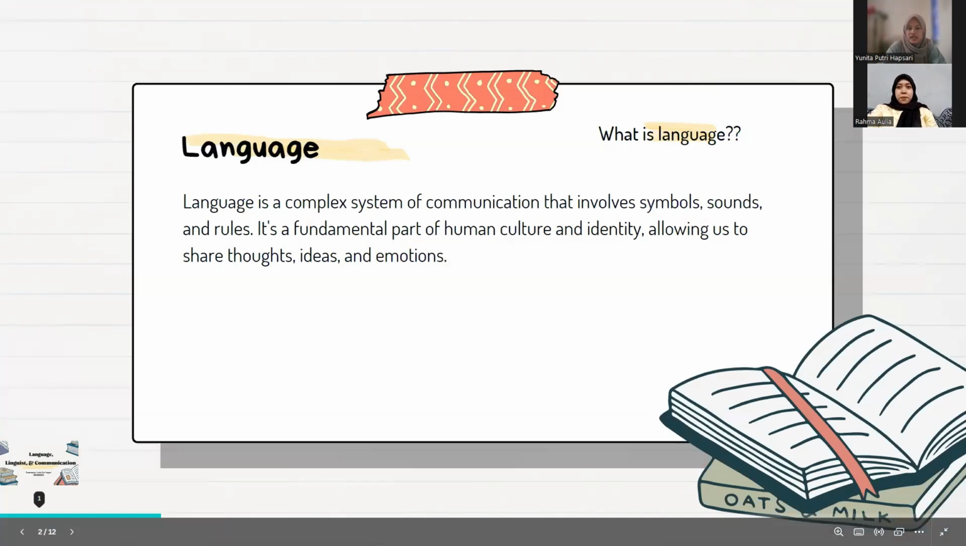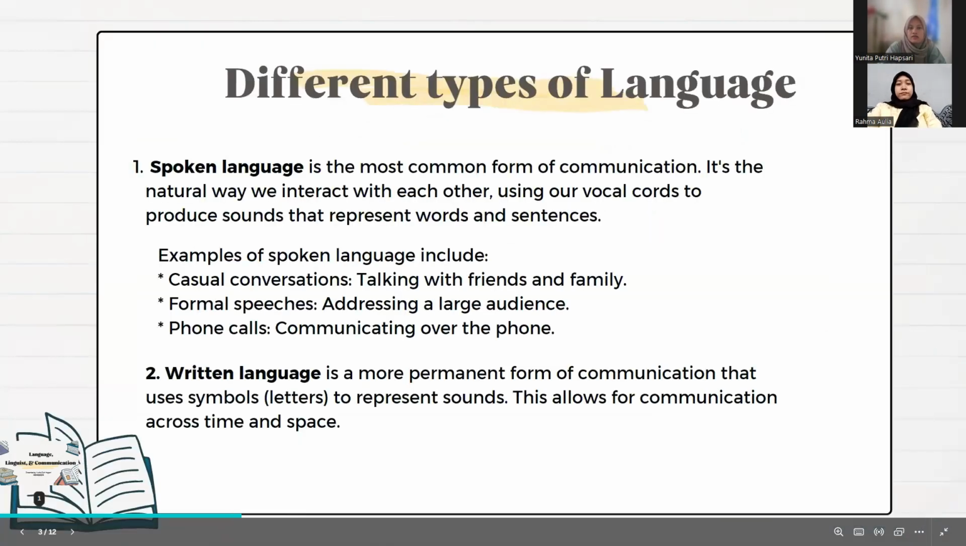What is language? Language is a complex system of communication that involves symbols, sounds, and rules. It is a fundamental part of human culture and identity, allowing us to share thoughts, ideas, and emotions. There are different types of language. The first one is spoken language. Spoken language is the most common form of communication.